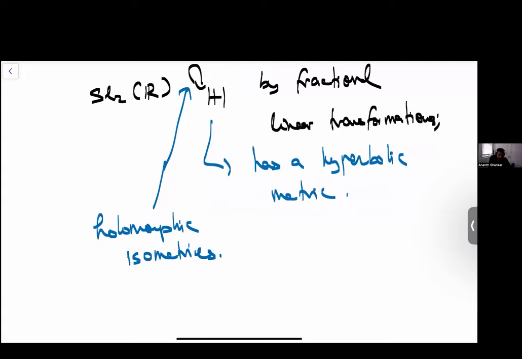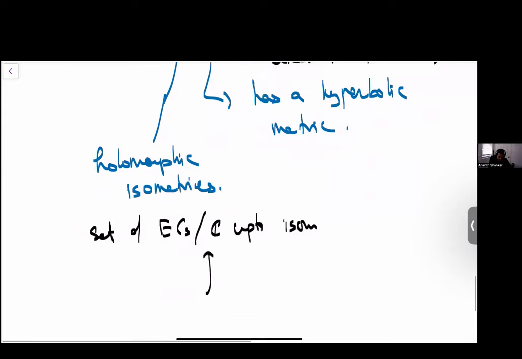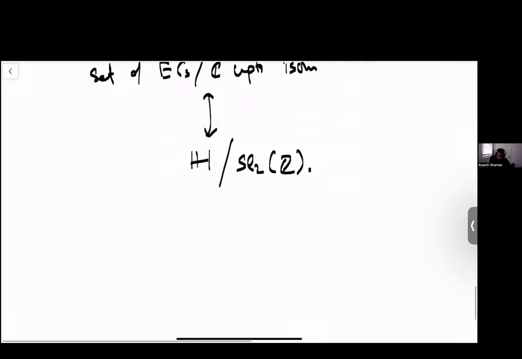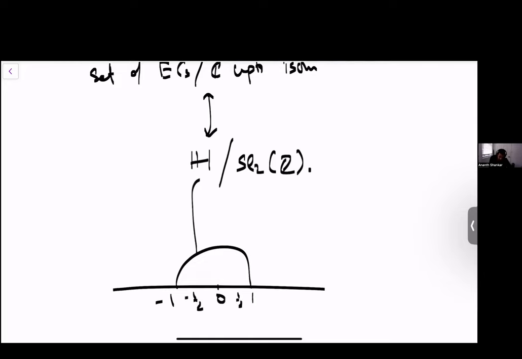And the set of complex elliptic curves up to isomorphism is in bijection with the quotient of the upper half plane by SL2 of Z. All right. And well, you could actually draw a fundamental domain for this action, and Gauss computed this. It looks something like that.